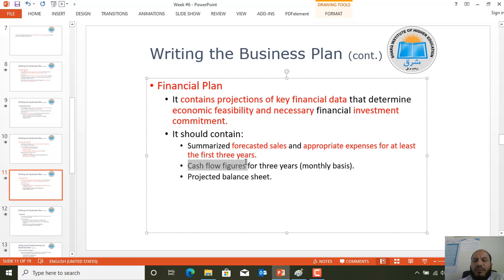We will develop the cash flow figures for the 3 years, and for year 1 on a monthly basis too, and also we will develop the 3-year balance sheet for our company. So these are some of the important parts of the business plan that we should involve in the financial projection or financial plan.